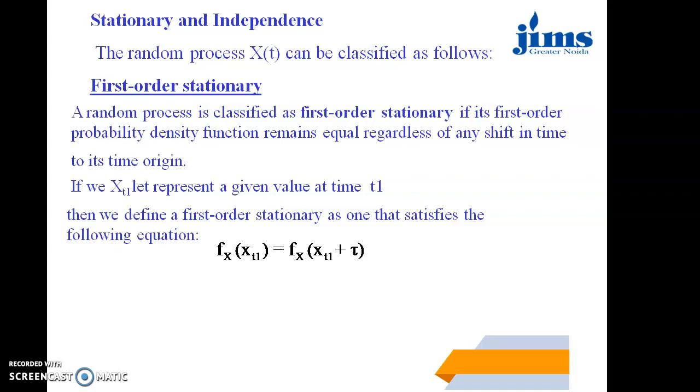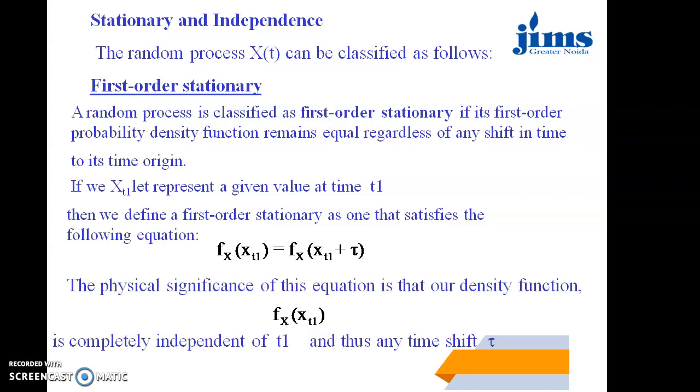The first order stationary function is given as fX(x(t1)) equal to fX(x(t1 + tau)), where tau is a dummy variable which is added and it shows the shift of time. So there can be any shift of time, but the PDF remains the same. The physical significance of this equation is that our density function is completely independent of t1, the time shift tau, as I mentioned.